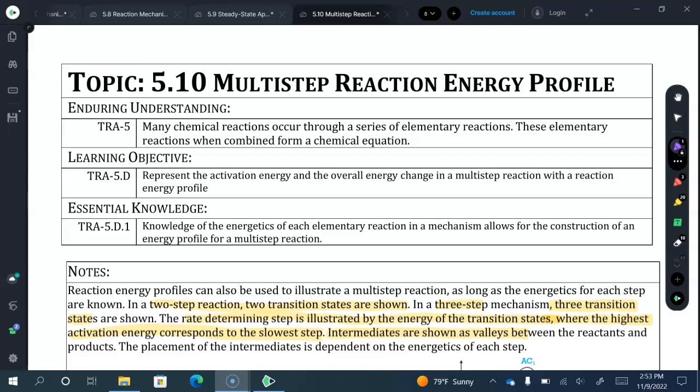Hello everyone, welcome to topic 5.10, multi-step reaction energy profile. By the end of this, you should be able to represent the activation energy and overall energy change in a multi-step reaction within an energy profile.